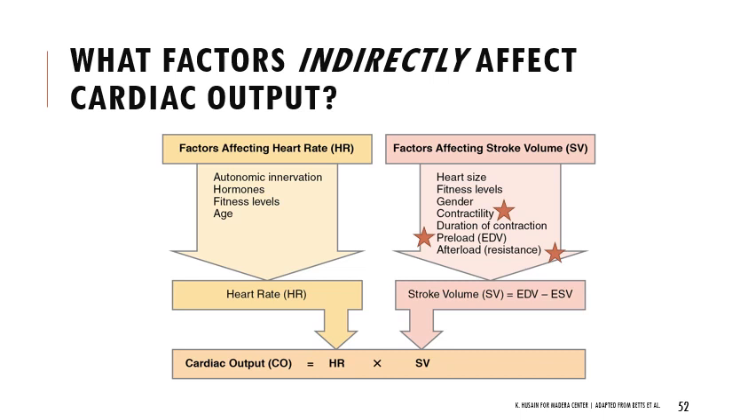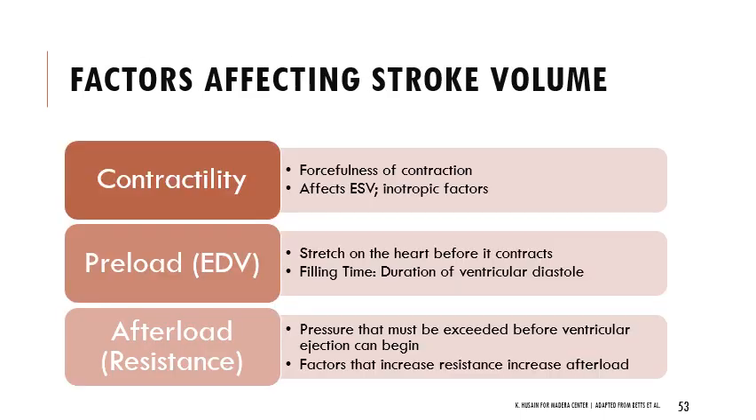Stroke volume, again, is a little bit more physiological. It's a little bit less flexible. It's affected by heart size, fitness levels, your biological sex, but also contractility, duration of contraction, preload, and afterload. So we're going to focus on contractility, preload, and afterload. Contractility is the forcefulness of the contraction of the heart that affects end systolic volume. And when we have different factors that affect contractility, those are called inotropic factors.